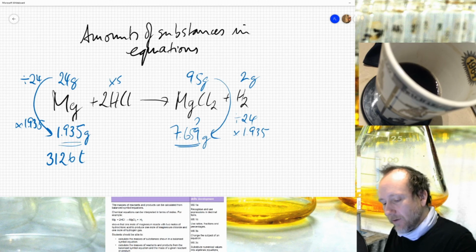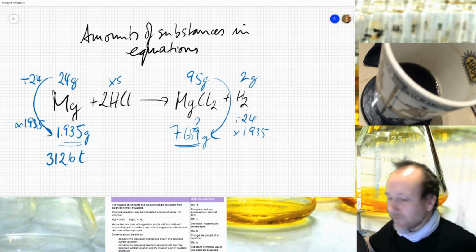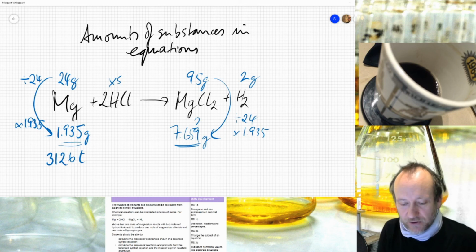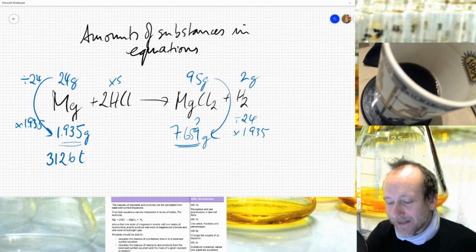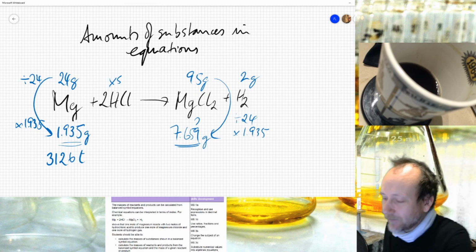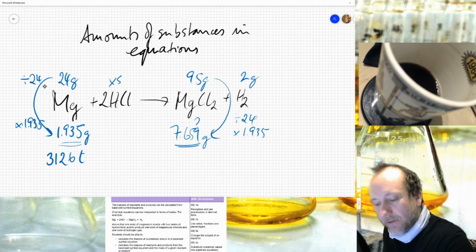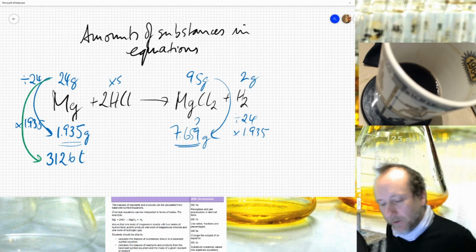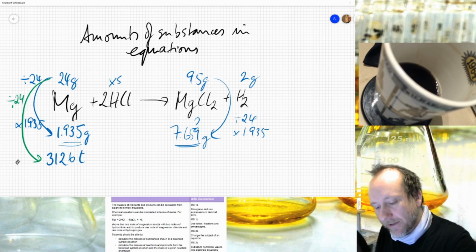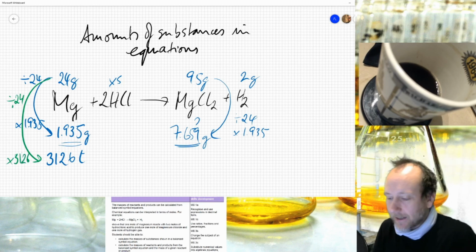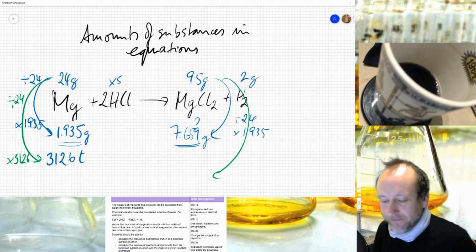Okay, so 3,126, you do the same thing again. It doesn't matter that it says grams here, because what you're interested in is the ratio of the grams, and ratios don't have units. How do I get from 24 to 3,126? And the same thing applies. So you divide it by 24 initially, and then you times it by 3,126. And then you do the same thing on the right-hand side.